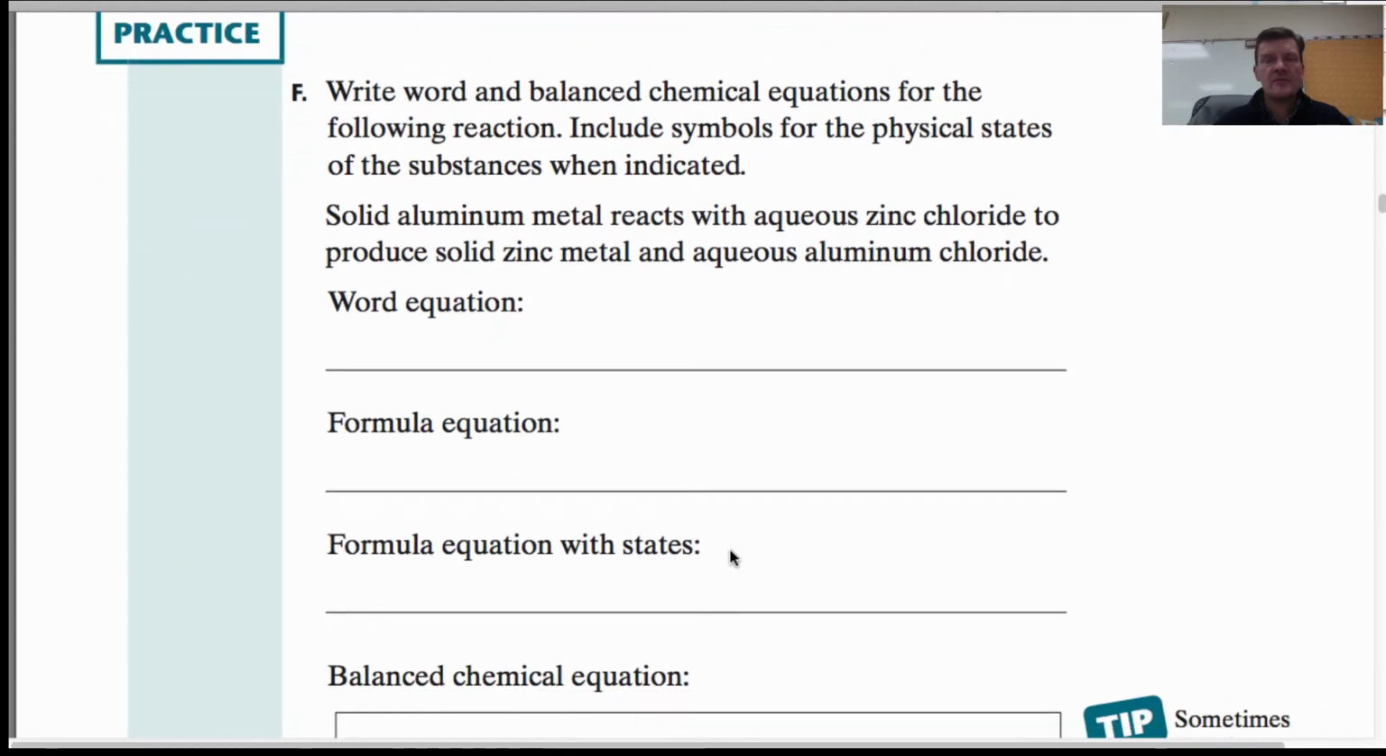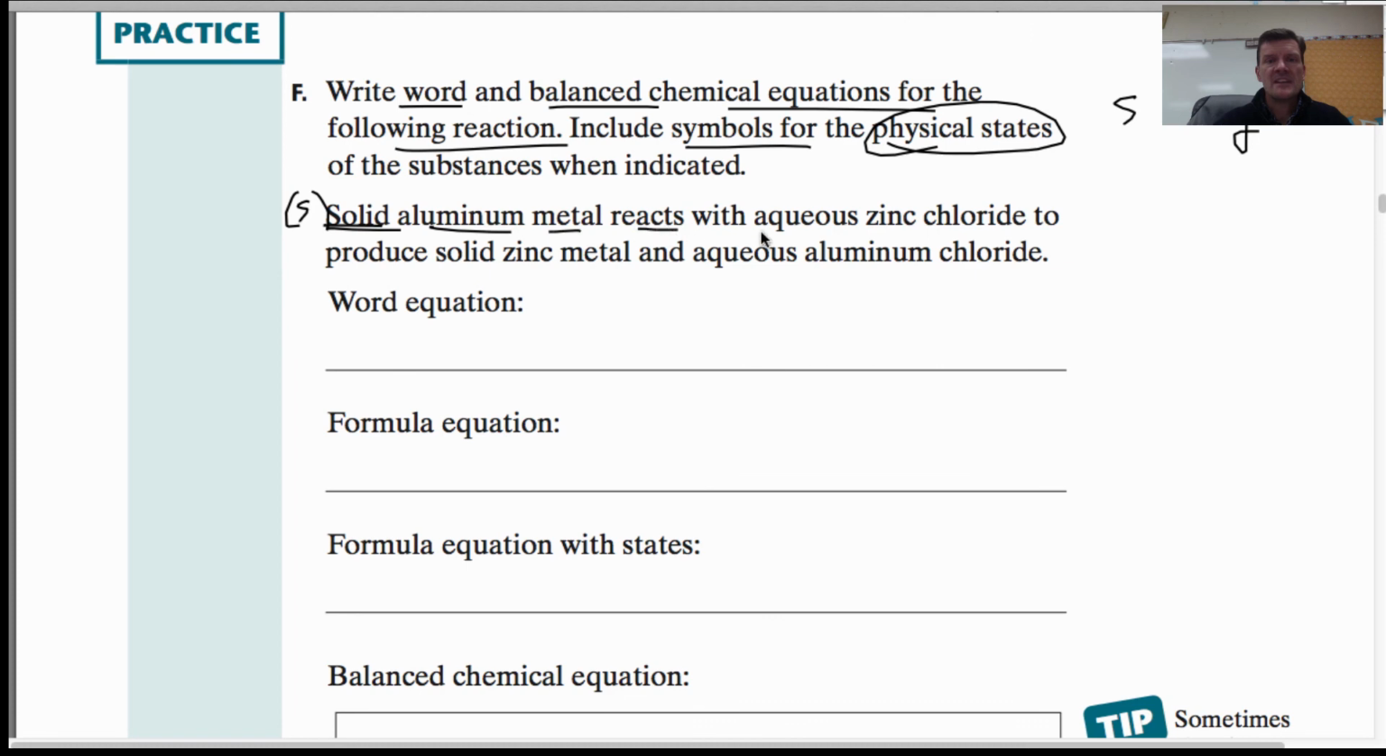Let's do one more here for some practice. It says write word and balanced chemical equations for the following reaction. Include symbols for the physical states. That would be S, L, or G. Okay, we'll do our best with that. There might even be some clues in the words there. Solid, there it is, solid. We're going to put an S.